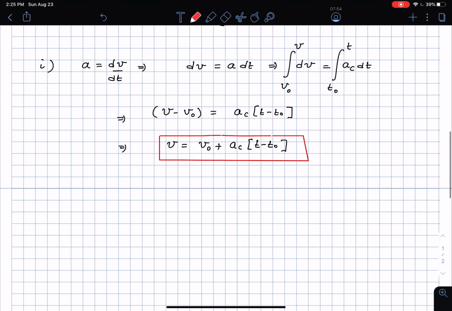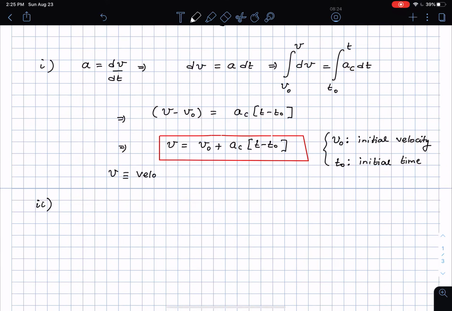Now, the second thing that I'm going to do is this. I have a relationship between v and time t, and v0 is the initial velocity. So I can make a note of it here. v0 is the initial velocity, and t0 is the initial time. And this is v at some point in time t. v is the velocity at some time t.